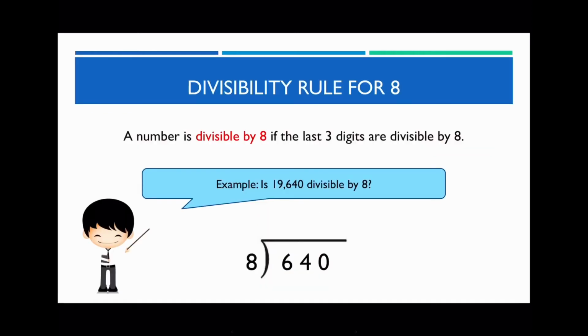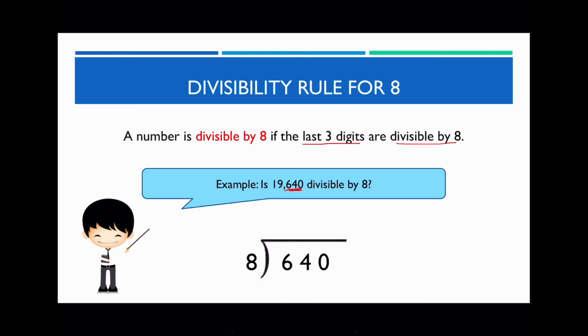So a number is divisible by 8, so it can be divided by 8 if the last 3 digits can be divided by 8. So in this case over here, the last 3 digits of 19,640 is 640, which is why I've set up my layout as such. Now what I do is I'm going to be applying my division algorithm to see whether I get a nice whole number or not, and to see maybe I might end up with remainders.